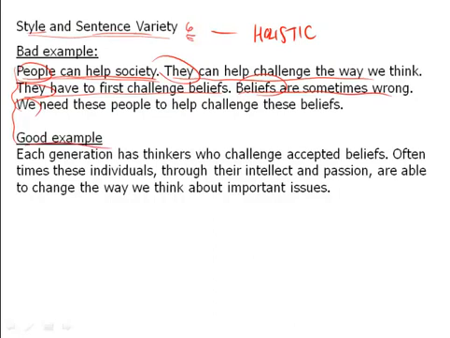And now let's take a look at this good example. Each generation has thinkers who challenge accepted beliefs. Fair enough. Clarity, concision, ding, ding, ding, very good. Oftentimes these individuals, notice, there's each generation. Now I've mixed it up here. Oftentimes, I didn't necessarily start with these individuals. Oftentimes these individuals, comma, through their intellect and passion. So I'm injecting a little statement here that we could actually get rid of. It wouldn't hurt the sentence grammatically. These individuals are able to change the way we think.